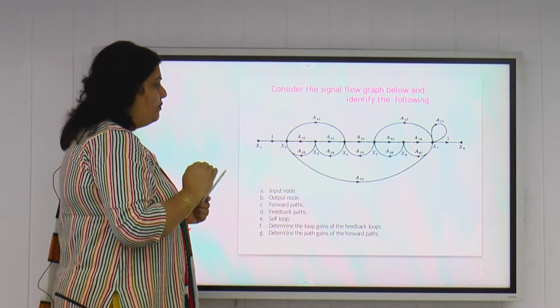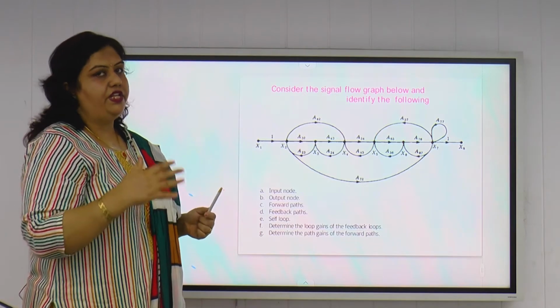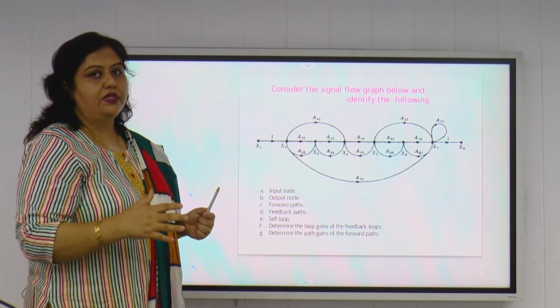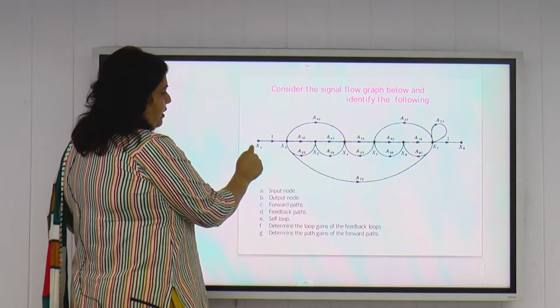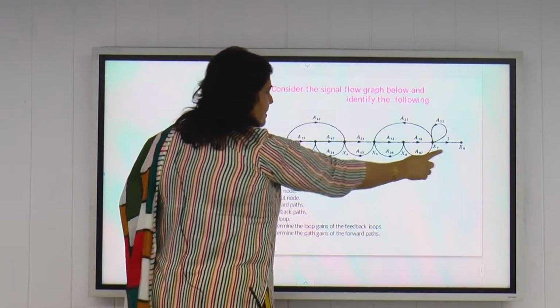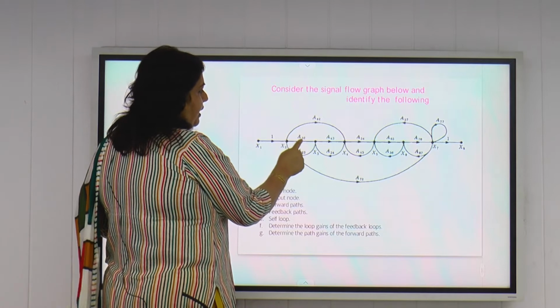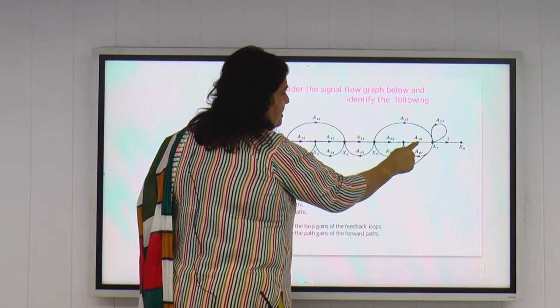So now we will identify the forward path here. Forward path means we start from the input node, we reach the output node, no node should be encountered more than once in the path. So if we start from X1 and we reach X8, one way is direct. Direct means 1 into A32 into A43 into A54 into A65 into A76 into 1.